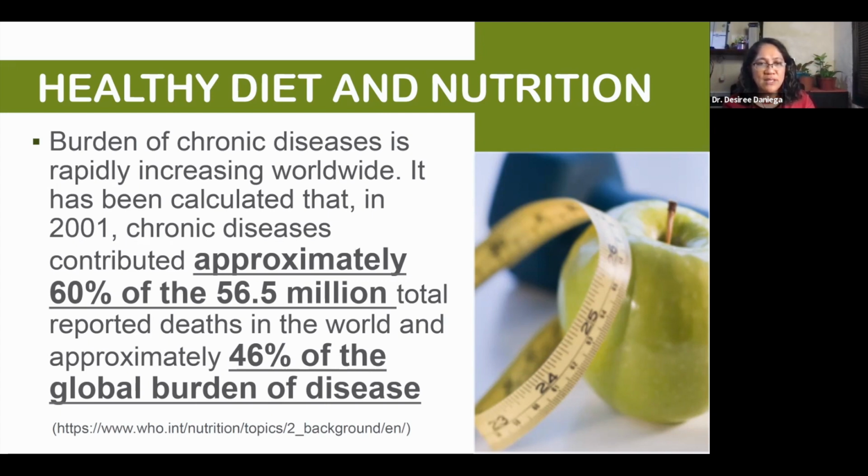And look at this. In 2001, chronic diseases contributed approximately 60% of the 56.5 million total reported deaths in the world. Okay, so ang laki, more than half of mortality. Wala pa dyan yung morbidity. When you say morbidity, the risk or the ones who are actually suffering from certain chronic diseases. And then in total, 46% of that is actually for chronic diseases. So if we look at the global burden of diseases, almost 50%.